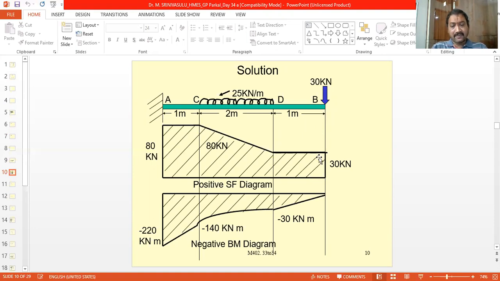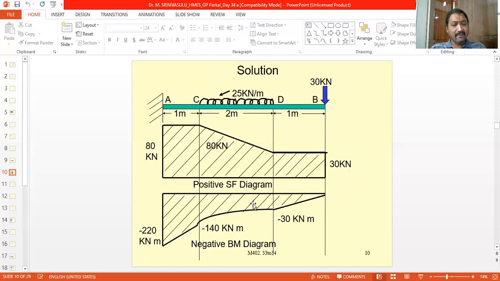That is the minimum shear force. Now coming to the bending moment diagram, the maximum bending moment will be occurring at the point A, and the minimum bending moment is occurring at the point B, and the shape of the curve of the bending moment diagram is like a parabola between the points C and D.